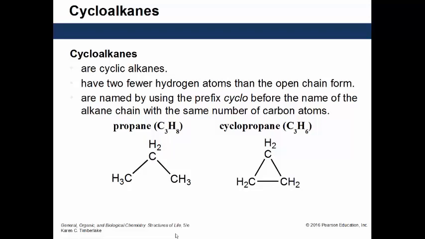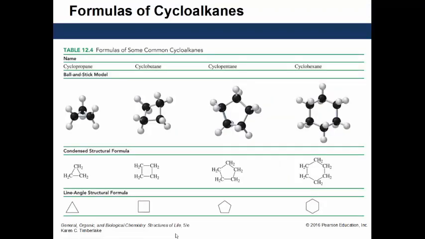So you're forming a cyclic or a circle-shaped compound. That's why it's called cyclopropane. Instead of being open like this, it closes itself off. And by doing so, you're going to lose two hydrogens. Now here are some formulas and some representations of cycloalkanes. Cyclopropane, with the ball and stick model here, and what we just saw on the last slide.